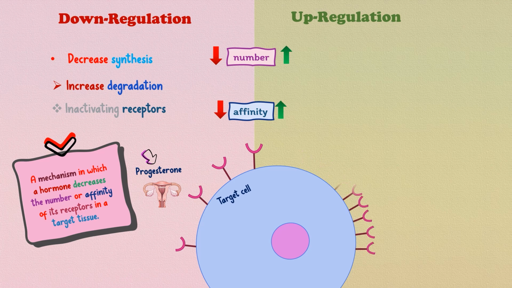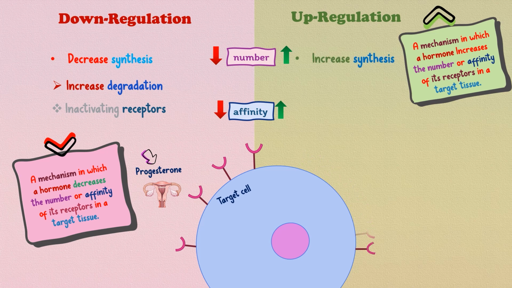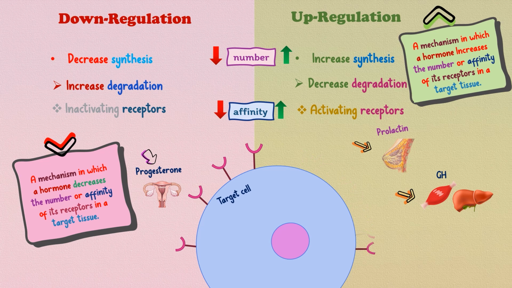Upregulation means that the number or the affinity of the receptors has increased. So we can say it is a mechanism in which a hormone increases the number or affinity of its receptors in a target tissue. Upregulation may occur by increasing the synthesis of new receptors, decreasing the degradation of existing receptors, or activating receptors. For example, prolactin increases the number of its receptors in the breast, growth hormone increases the number of its receptors in skeletal muscle and liver, and estrogen increases the number of its receptors in the uterus.